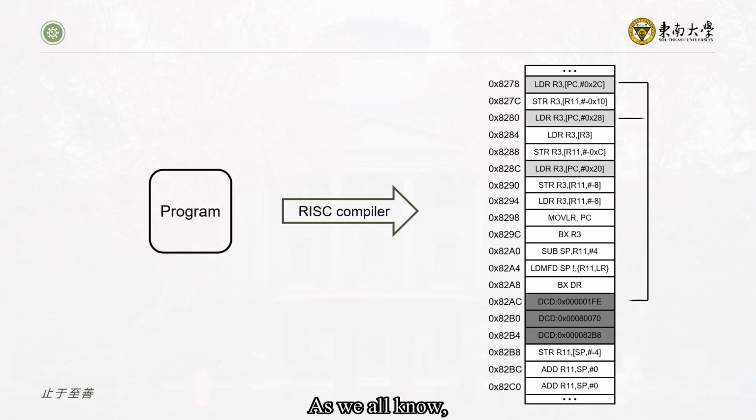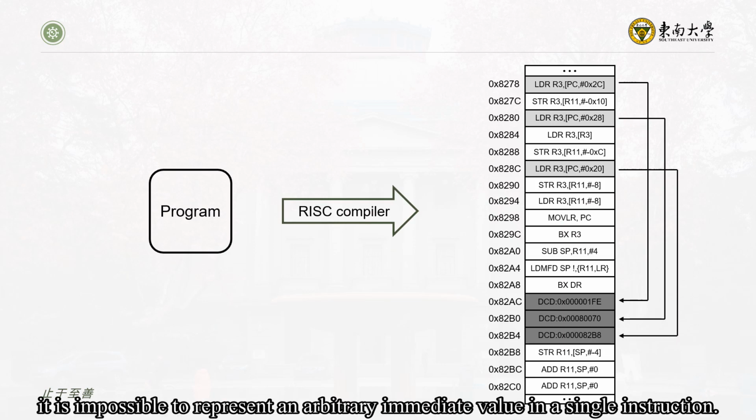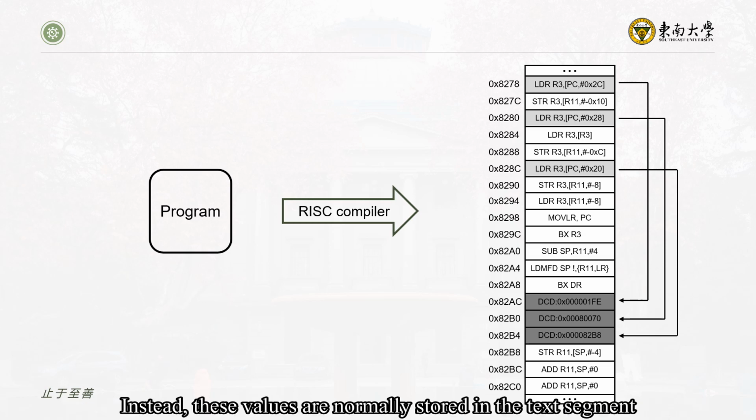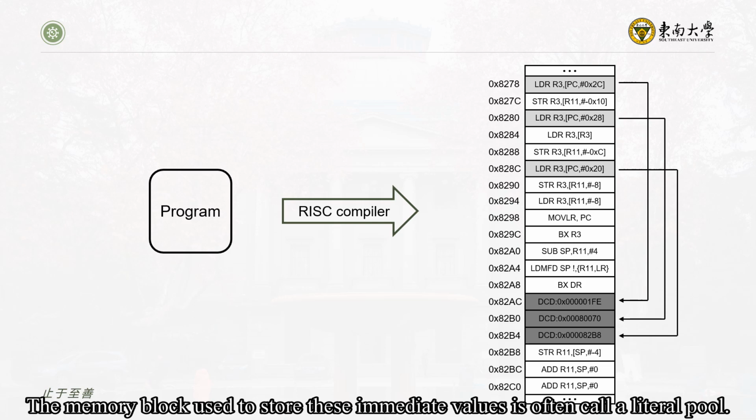As we all know, limited by the fixed length of RISC instructions, it is impossible to represent an arbitrary immediate value in a single instruction. Instead, these values are normally stored in the text segment and referenced by corresponding load instructions. This memory block used to store these immediate values is often called a literal pool.